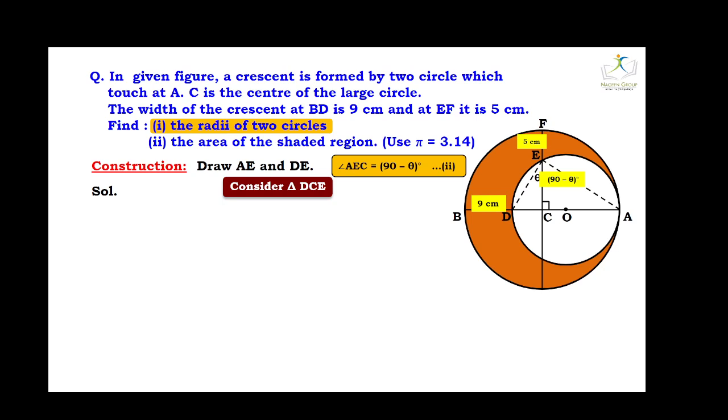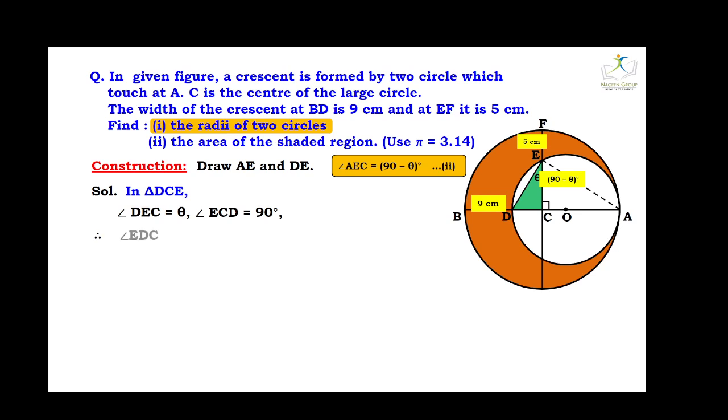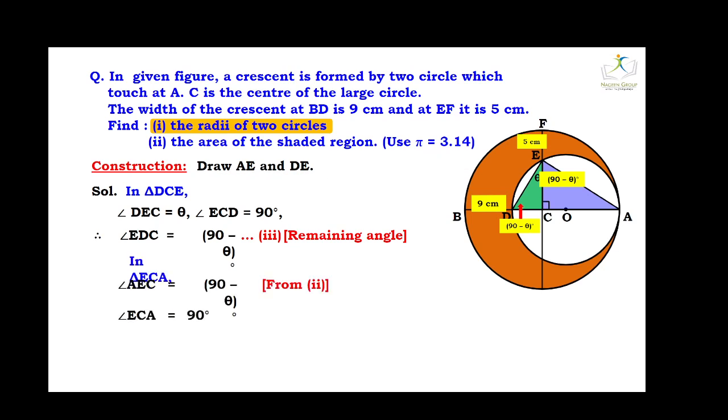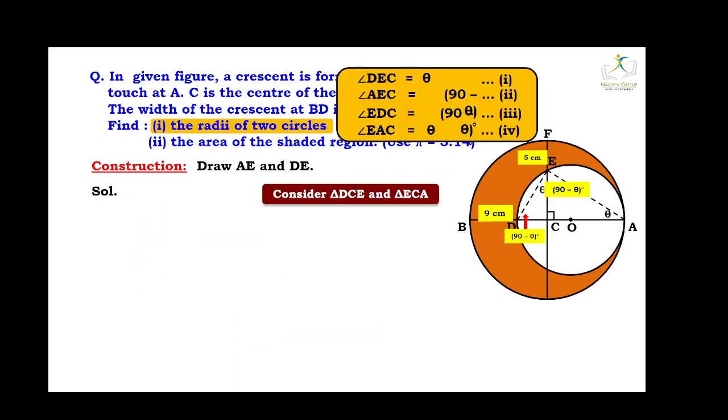DCE is a triangle. That is theta. So now we are going to say that they are similar triangles. Here angle D is also 90 minus theta, and here AEC is also 90 minus theta. So let's take the two triangles, ECA. By this result we can tell that the two triangles are similar.